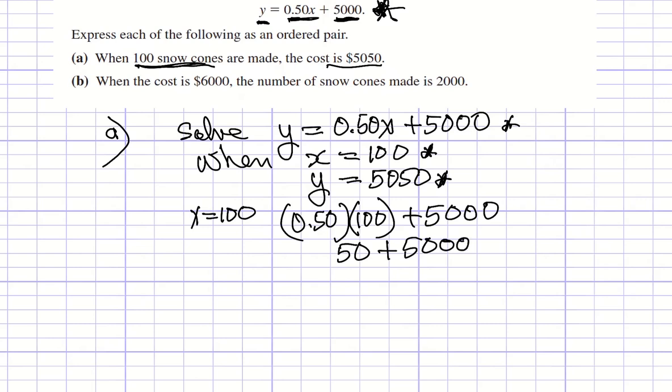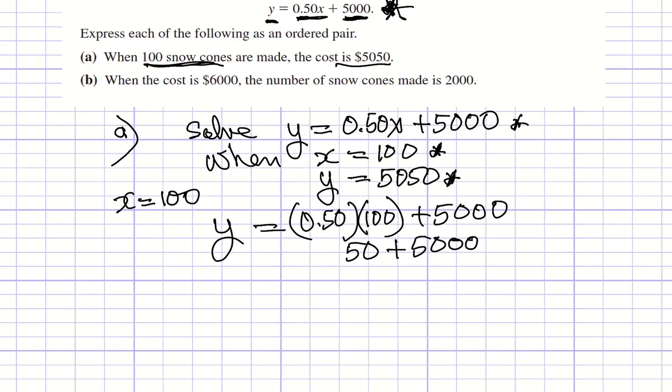Okay, I'm sorry. I want to make this clear. Sorry about that. It's x equal to 100, and then y is equal to that. So you keep solving. Y is equal to that. That will be 5,050. See that? So that's the value of y.